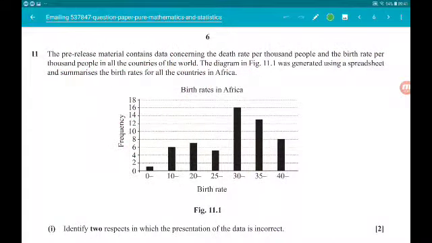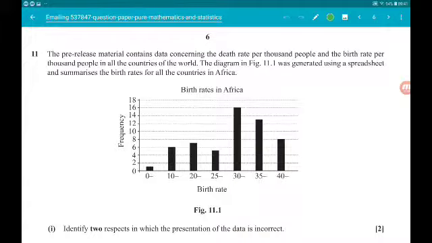Question 11, we got large data set. So, the pre-release material contains data concerning the death rate, happy as always in statistics, per 1,000 people, and the birth rate per 1,000 people in all the countries of the world. The diagram in figure 11 was generated using a spreadsheet and summarizes the birth rates for all the countries in Africa.